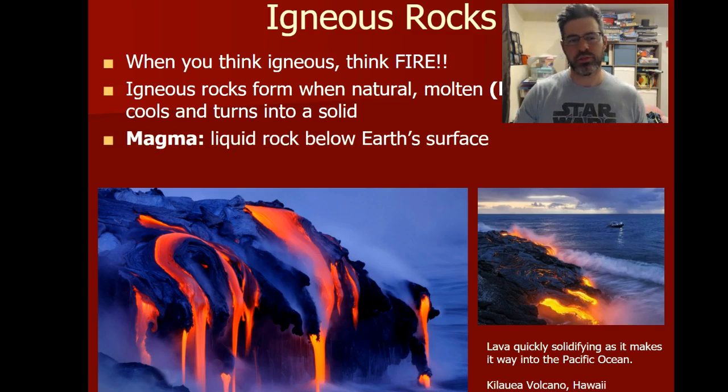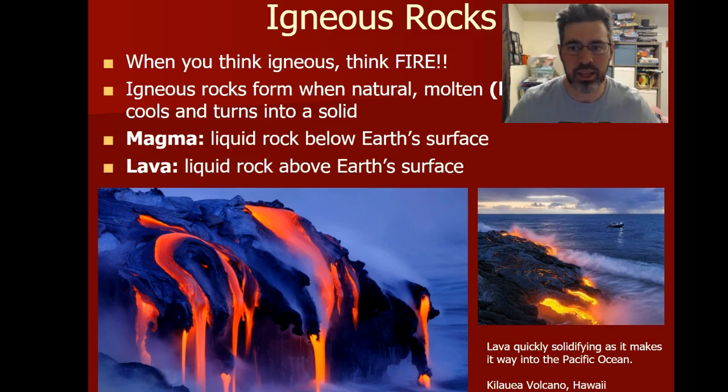Okay. There are two main types, guys, of liquid rock. Liquid rock found below the surface is called magma. Liquid rock above the surface is called lava. And these are the two main categories of igneous rocks. When igneous rocks form above, right, they cool really fast from lava. And igneous rocks that solidify below will cool very slowly from magma.